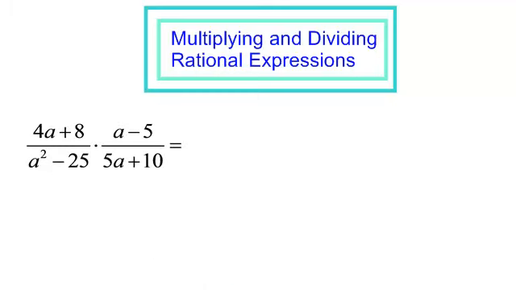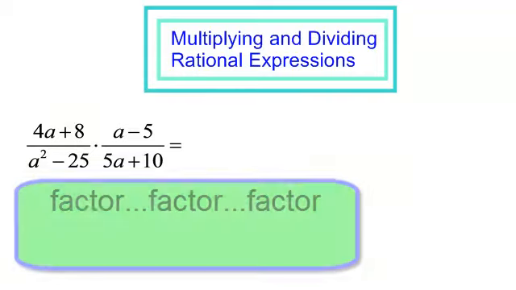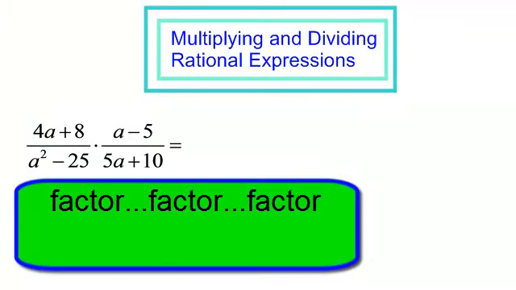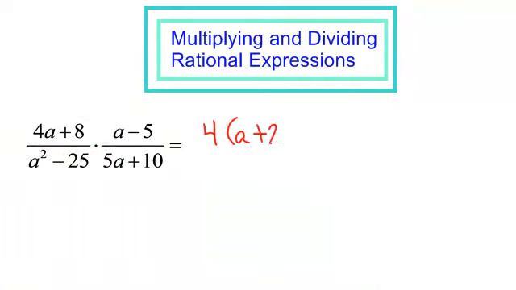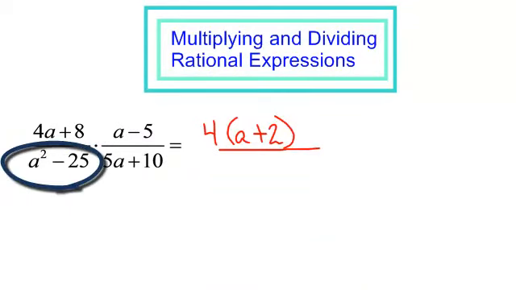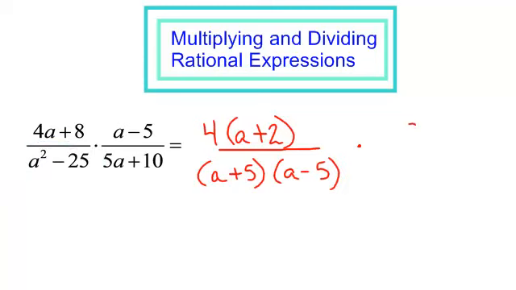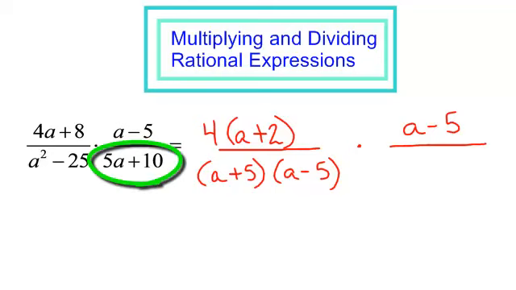Okay, 4a plus 8 over a squared minus 25 times a minus 5 over 5a plus 10. We have lots of factoring to do. In the first numerator, it has a GCF of 4. When I pull that out, I will have 4 times a plus 2. In the denominator, a squared minus 25, that is the difference of two squares. That will factor into a plus 5 times a minus 5. That is multiplied by a minus 5 over. In the denominator, I'm going to pull out the GCF of 5, and that will leave me a plus 2.